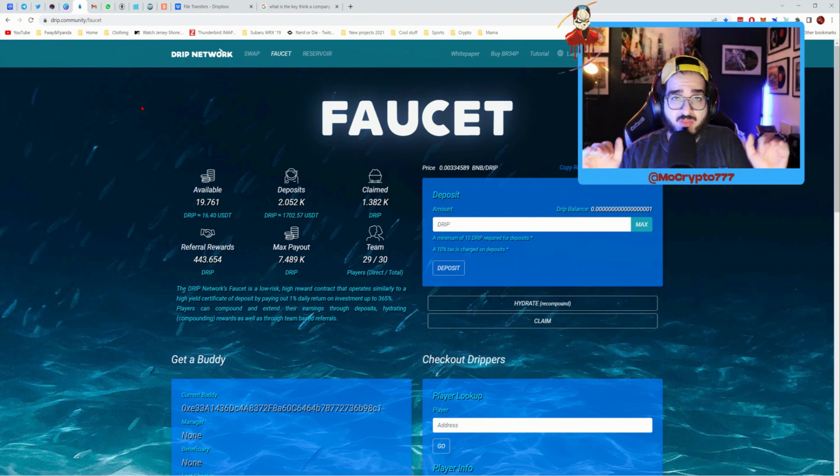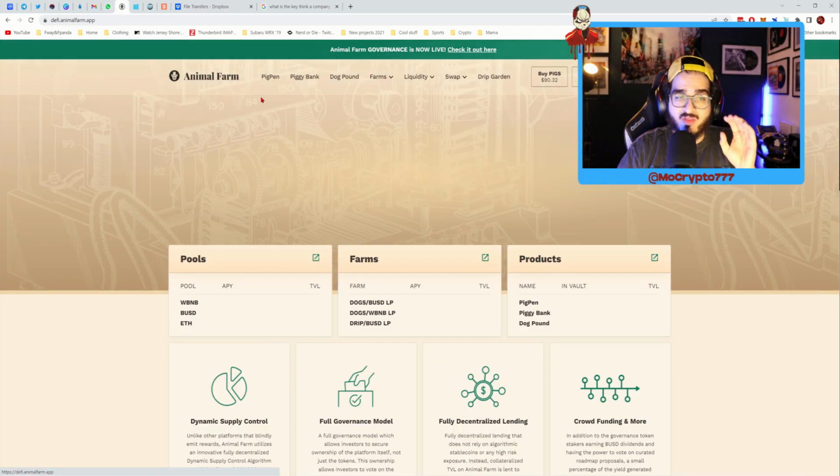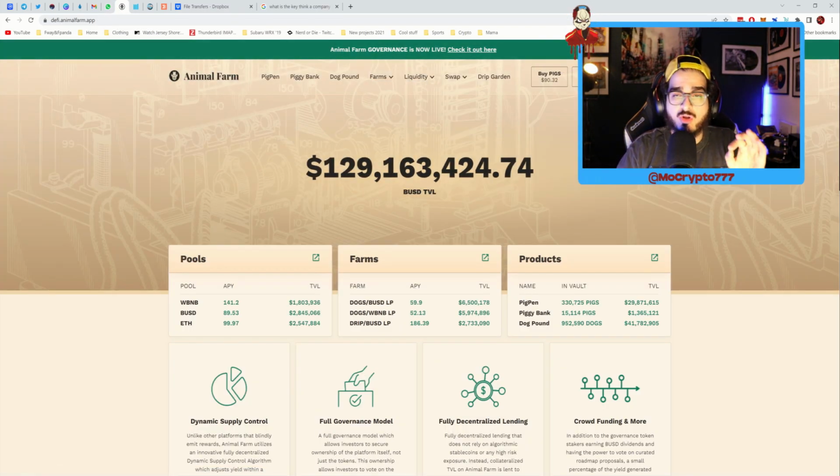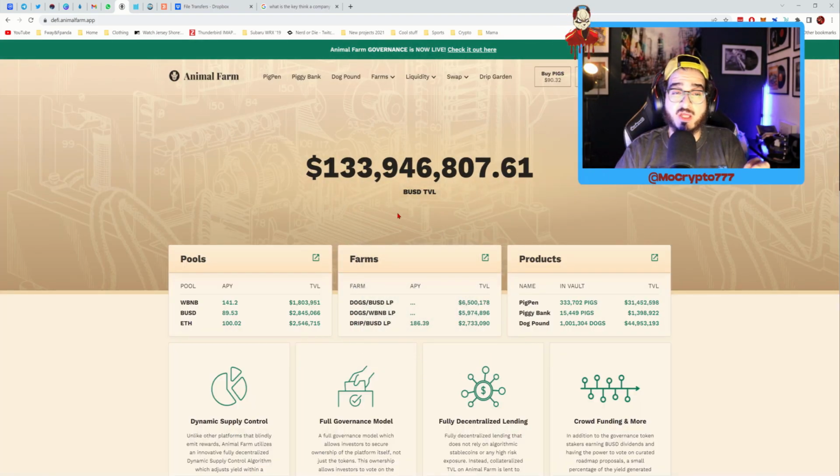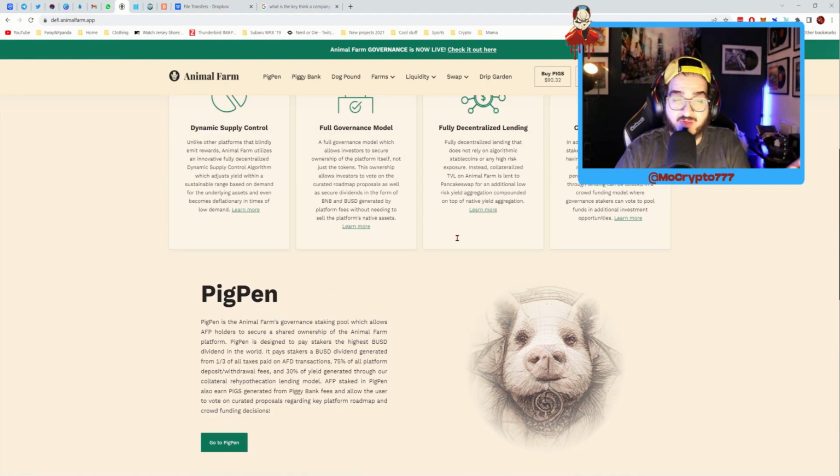The number one thing that we need to focus on, and I hope this is going to be discussed on the Drip AMA on Thursday, is education, right? The number one thing that I hear all the time is the animal farm is so confusing to navigate. For somebody who's not crypto savvy, not DeFi savvy, doesn't understand what a yield farm is, doesn't understand what a staking platform is, this is very confusing.